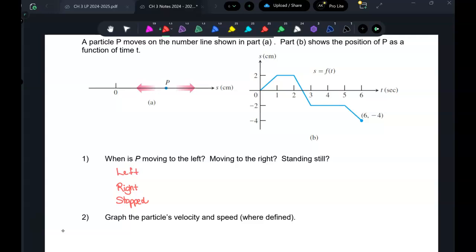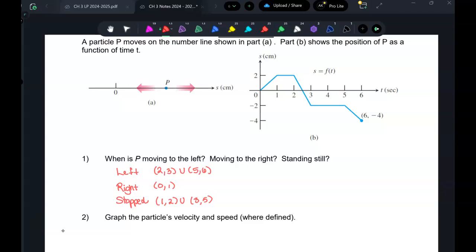Let's use parentheses here because when it stopped, we'll use just the value. So this will be from 2 to 3 and 5 to 6. It has a positive slope from 0 to 1, and it stopped at 1 to 2. Oh, yeah, let me put brackets. Or 1 to 2. What did we say? 3 to 5? Good.